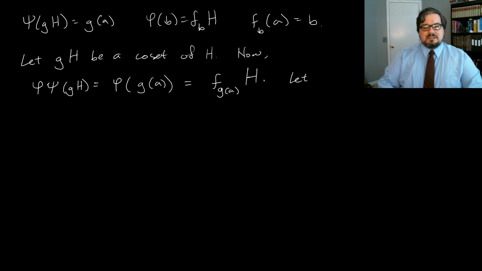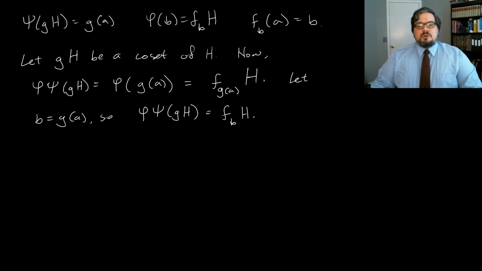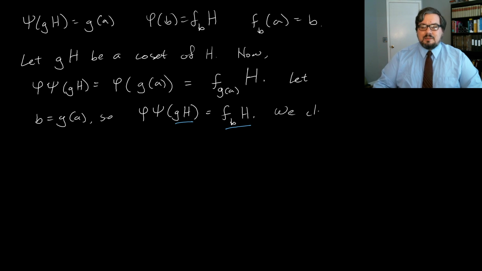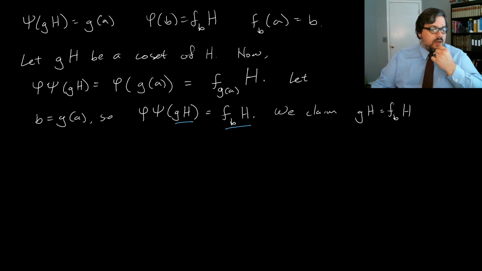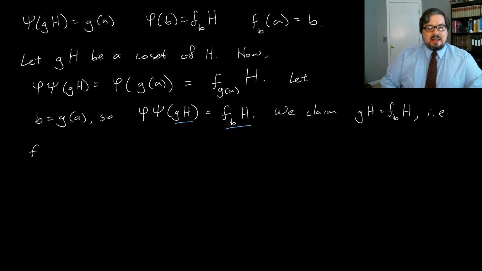So for convenience of notation, let's let b be g(A). So we have that phi(psi(gH)) equals f_b H. Now, in order to show that these two are inverses of each other, we need the input and the output of this composition to be the same. So we want to know that gH and f_b H are, in fact, the same element. We claim that gH equals f_b H. Well, this is the same thing as saying that f_b inverse g is in H. And remember that H is the stabilizer of A.